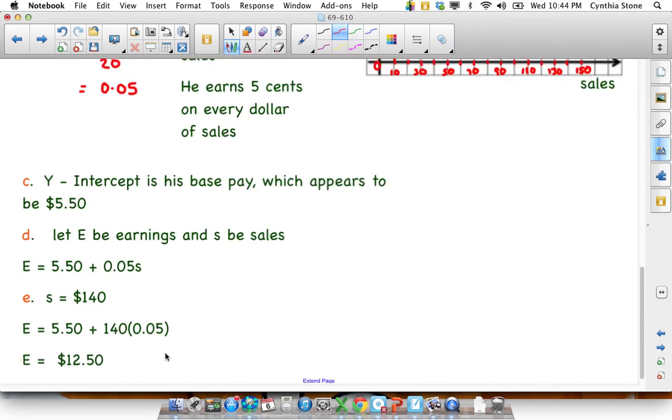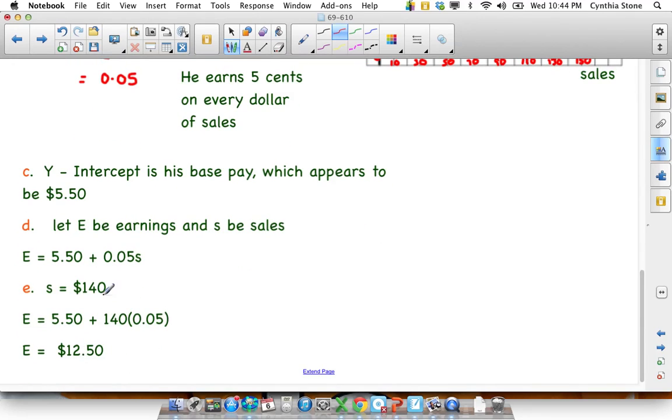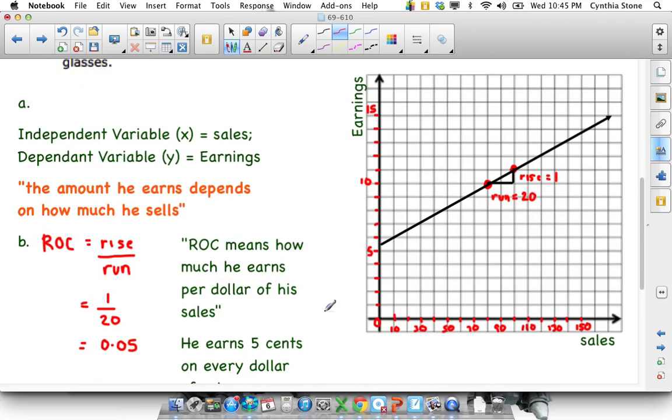And in part E, it asks us to find how much he earns if he sells $140 worth of glasses. So if S is 140, you just substitute it into the equation. 5.50 plus 0.05 times, right here goes the S, 140. I wrote those backwards, but it works out to 12.50. And you can look at the graph again. Does that number make sense? Is it a reasonable answer? You come up to the graph and you go, okay, when he sells 140 is right here. My graph makes it look closer to $13, but it's certainly in the neighborhood.